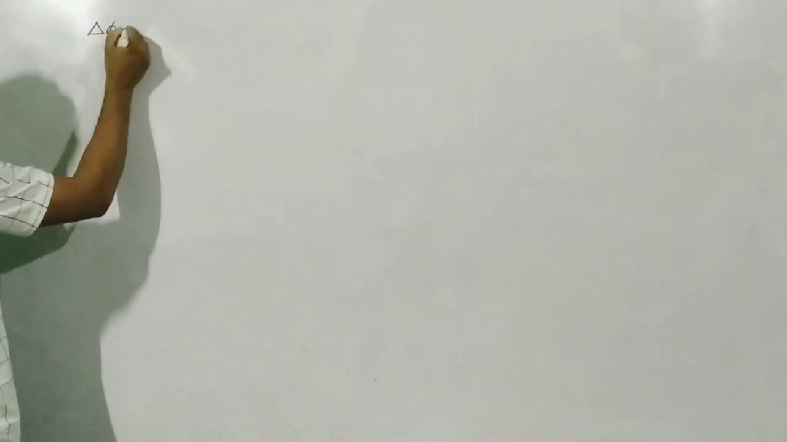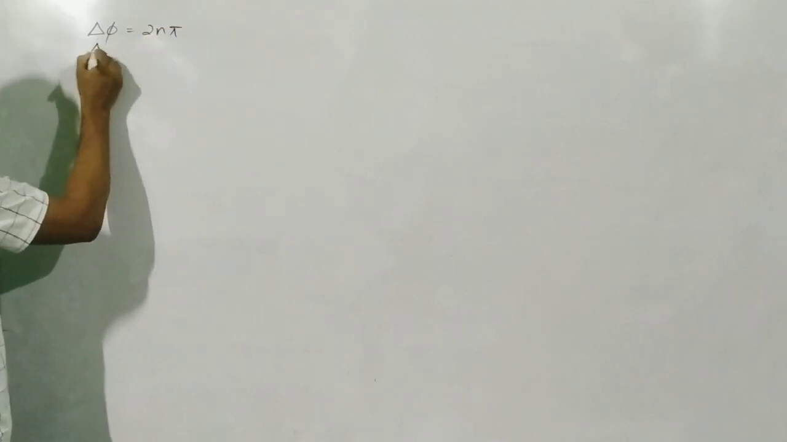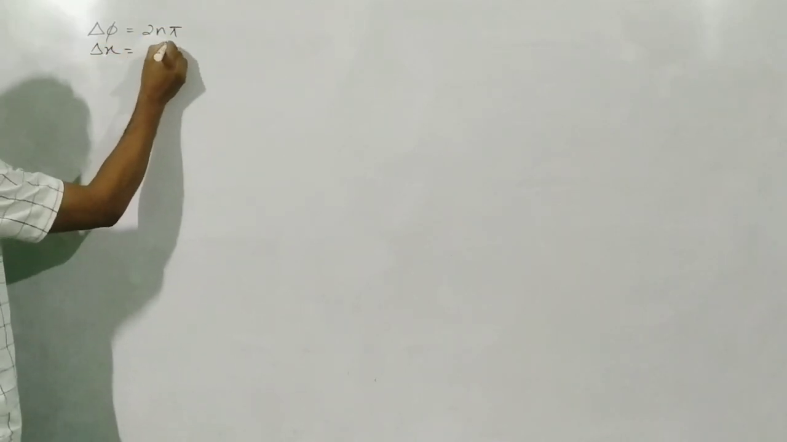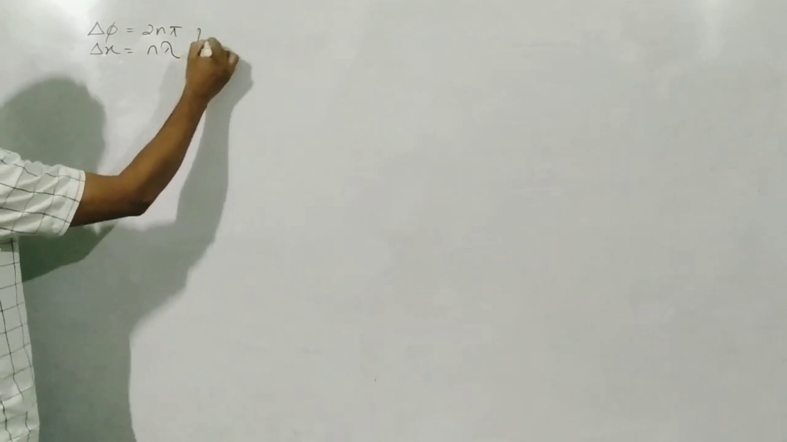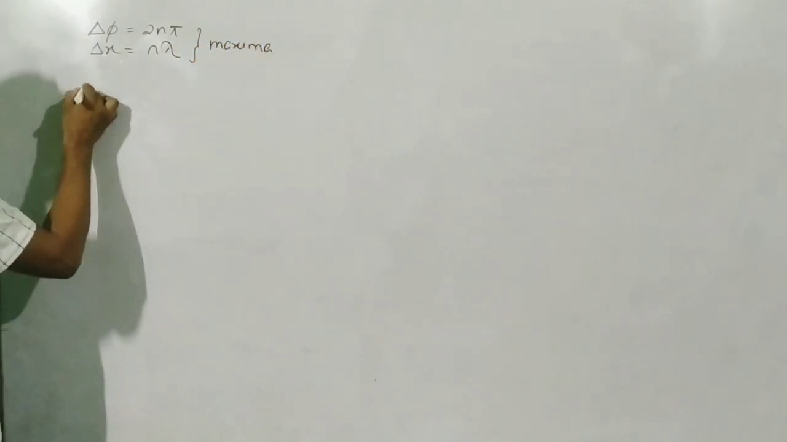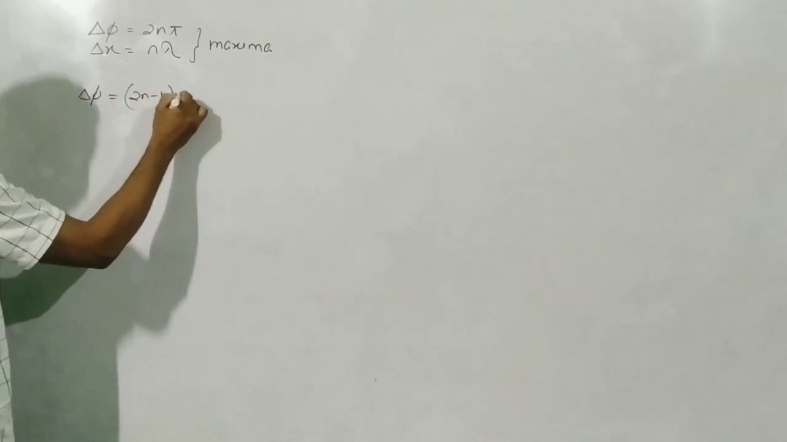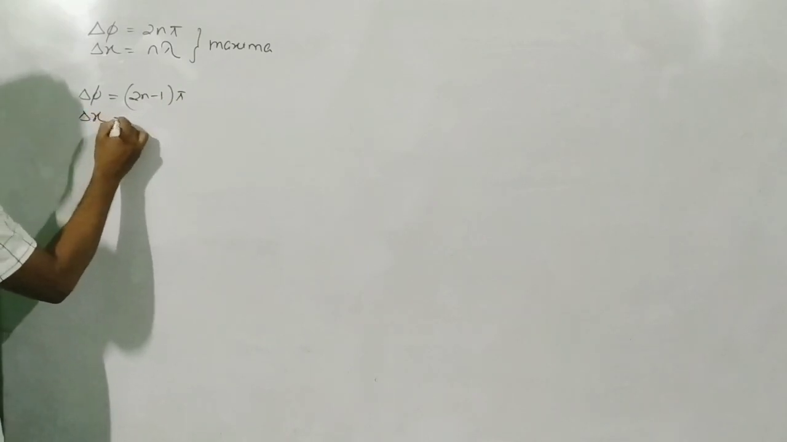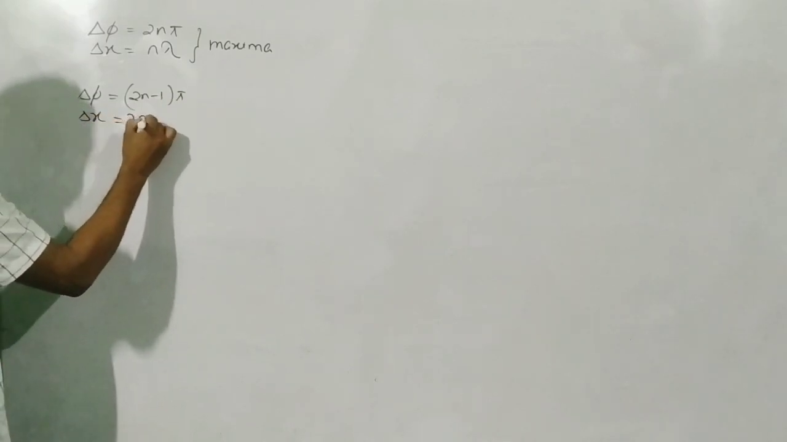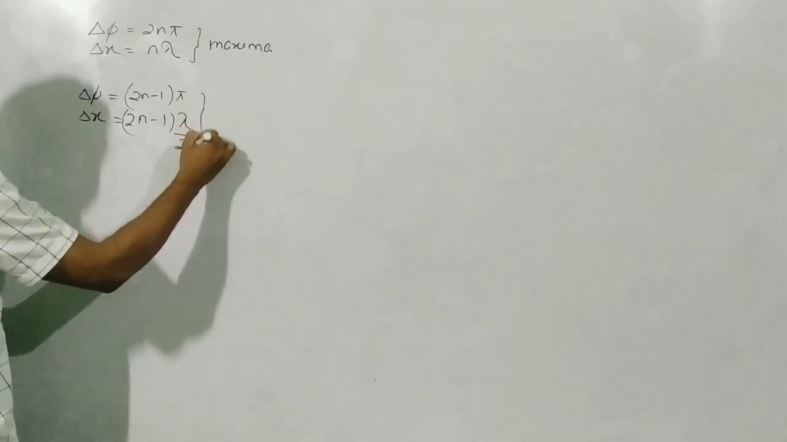What we have seen is the condition for constructive interference: delta phi must be equal to 2n pi, and the corresponding delta x must be equal to n times lambda. This is for maxima or constructive interference. For minima, delta phi must be equal to (2n minus 1) times pi, or delta x must be equal to (2n minus 1) lambda by 2. This is for minima.